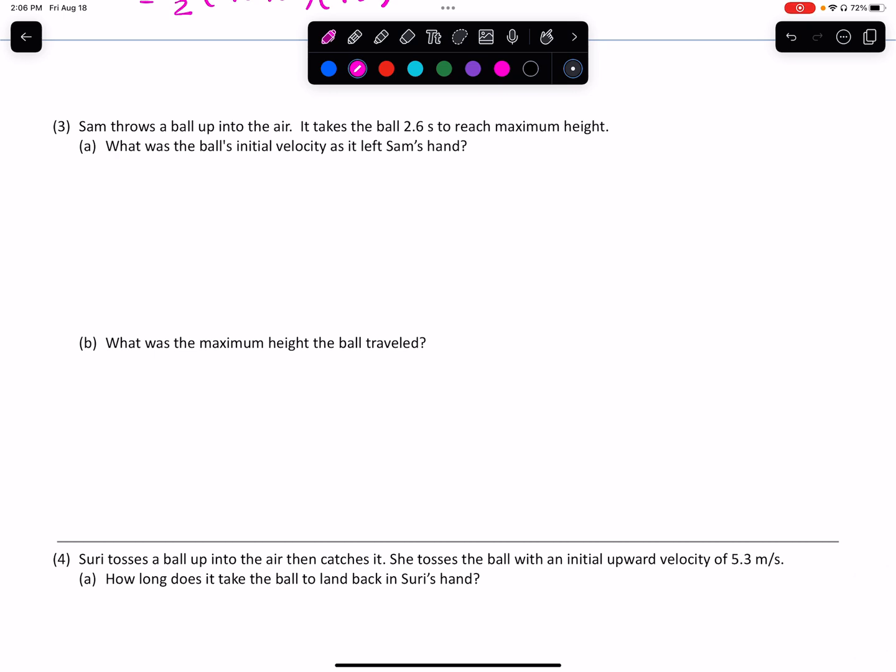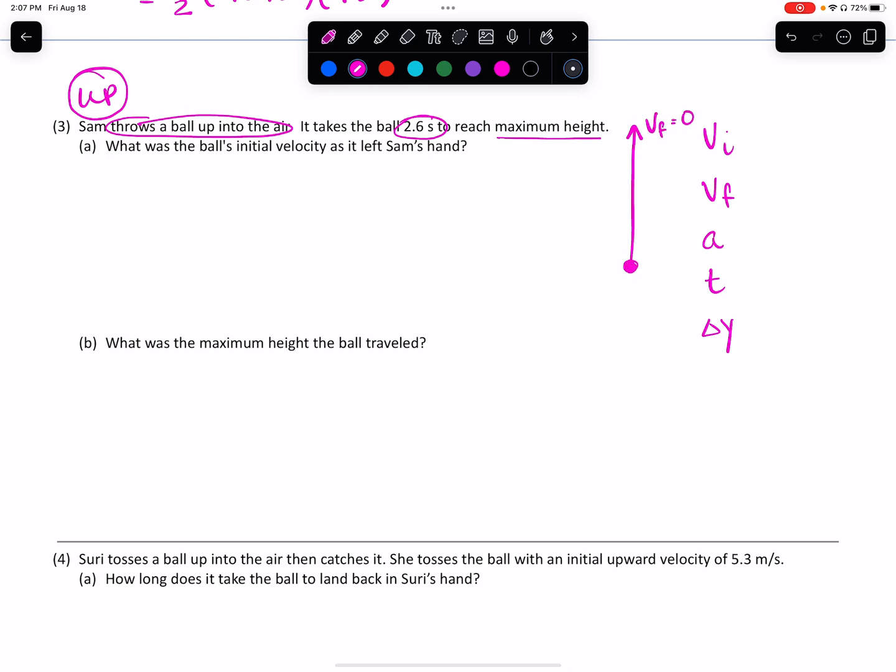Now let's try something else. Sam throws a ball up into the air. So this is going to be an up problem. It takes the ball 2.6 seconds to reach maximum height. So we've got V initial, V final, acceleration, time, change in position. Sometimes I draw a little picture to remind myself what's going on. I know that up here at maximum height, my V final will be 0.